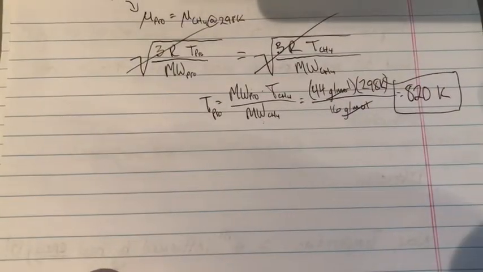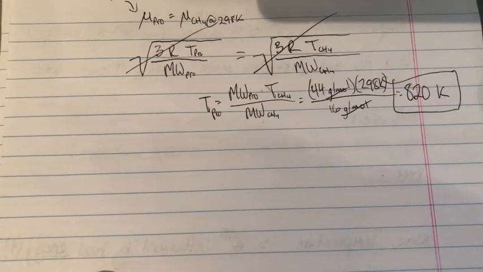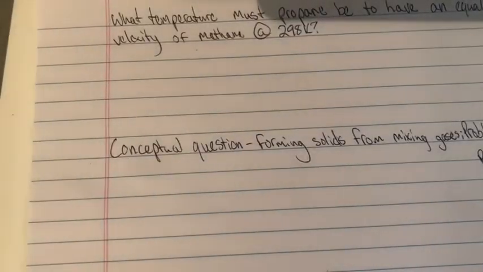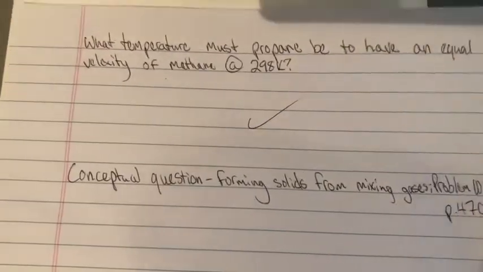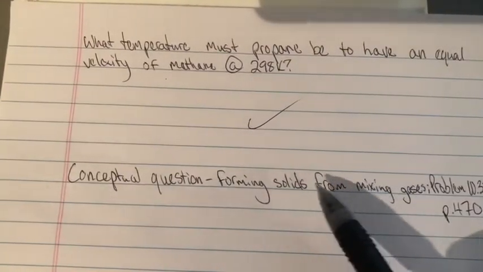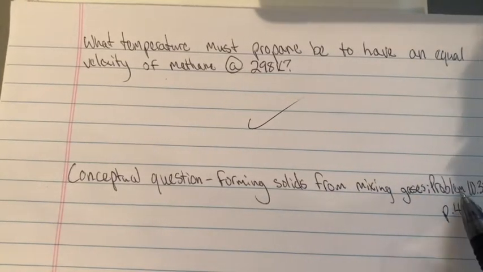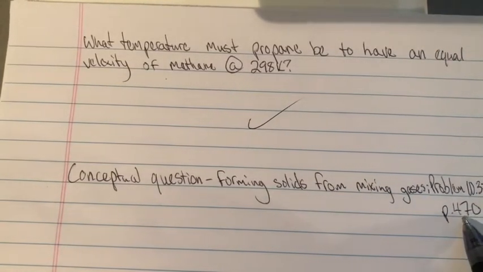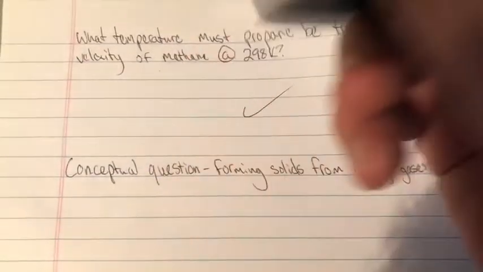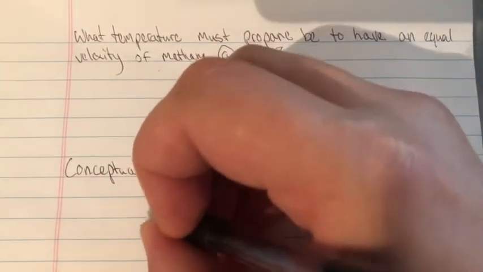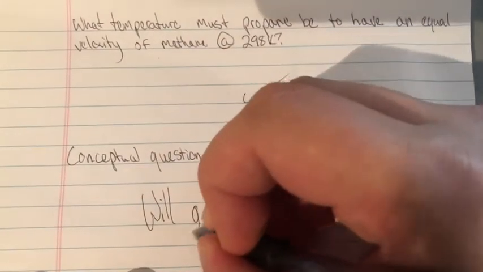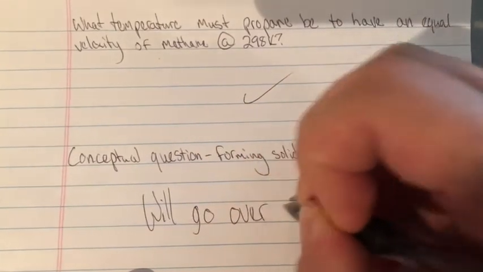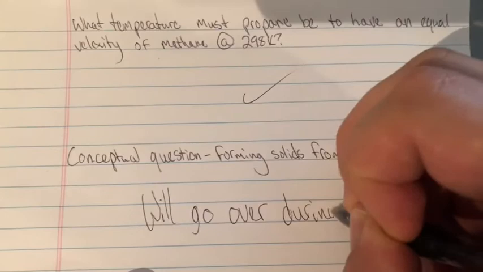I'll let you guys work on problem 10.33. We'll go over it for the review. Okay, so I've answered this already. Just rewind back if you need to. So the conceptual question, problem 10.33 on page 470, I'll let you do that for homework. We'll go over it during review.